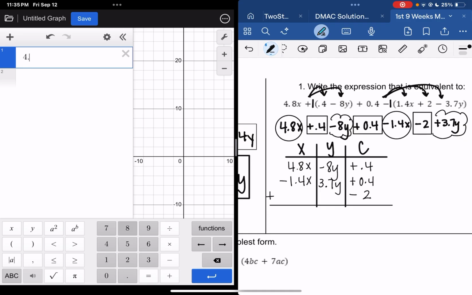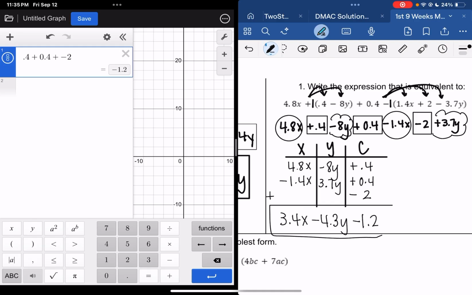So that's 4.8 plus a negative 1.4. That is 3.4 x's. Then you have negative 8 plus 3.7. That is a negative 4.3. And then you put the y's. And then last but not least, you have 0.4 plus 0.4 plus a negative 2. You got negative 1.2. All right, and that's your answer, my friends.